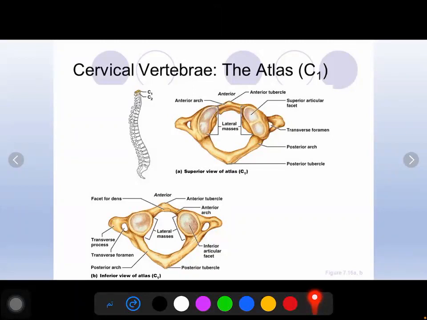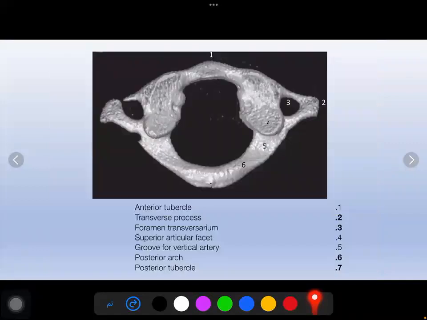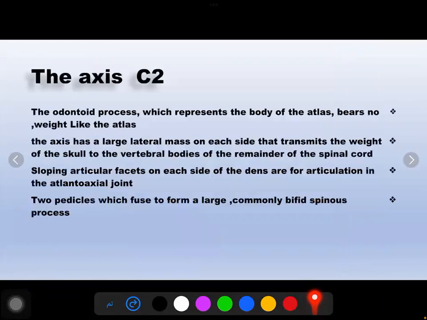Also, it has a groove on the superior aspect. This is the superior aspect. It has a groove for the vertebral artery as it ascends to the foramen magnum. This is the 3D CT. This is the anterior tubercle. This is the transverse process. This is the foramen transversarium, and this is the groove. This is another groove for the transmission of the vertebral artery.